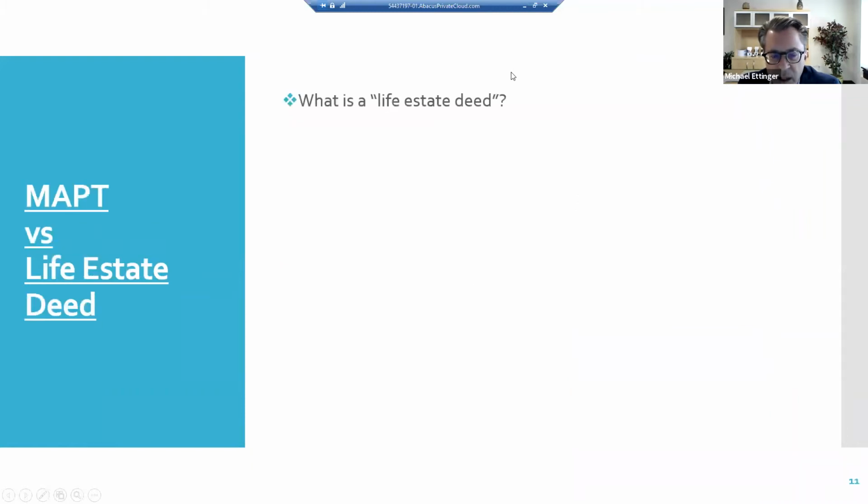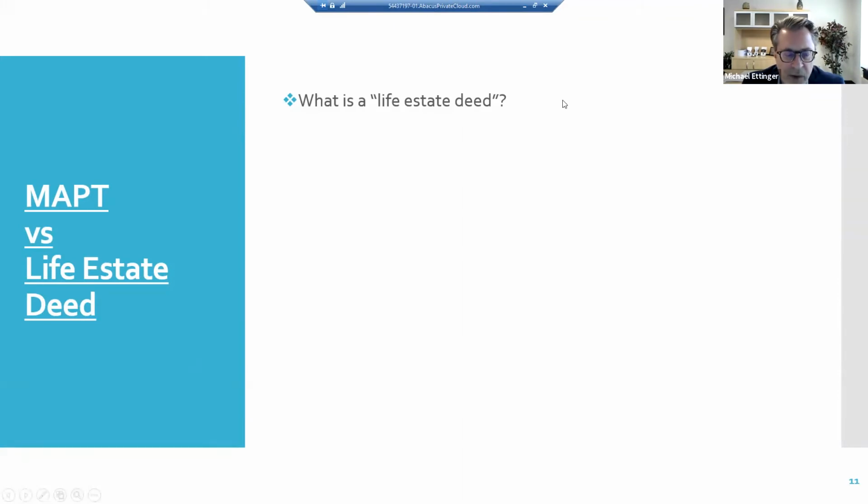Let's look at the alternative to the MAPT, which is the life estate deed. What is a life estate deed? A lot of people, and this is people who see a general lawyer or a family lawyer, a real estate lawyer, they say, oh, you can protect your house by deeding it to the children, reserving the right to live there. Well, that's what a life estate deed is. You deed it to the children, you have life rights.